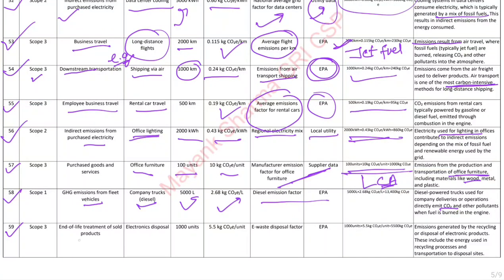59 is scope 3, again end of life treatment, where we are talking about the disposal of electronic items. So this disposal of electronic items includes energy and recycling process, transportation, and disposal sites.